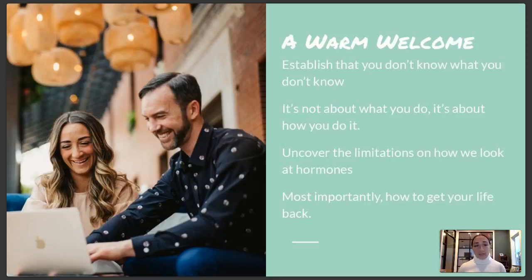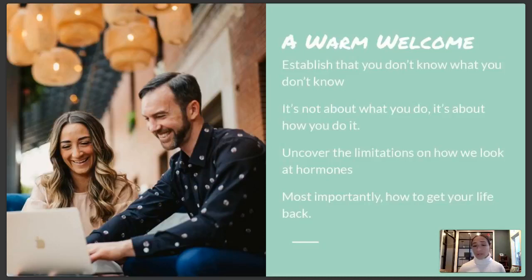We're really going to establish that you don't know what you don't know when it comes to your hormonal imbalance, because there are a lot of issues with the way that we look at hormones. We think that they are just dysfunctioning on their own, and that the hormones are not being affected by infections, toxins, stressors, and even just emotional stress. So we're going to connect the dots a little bit more to understand the bigger picture.